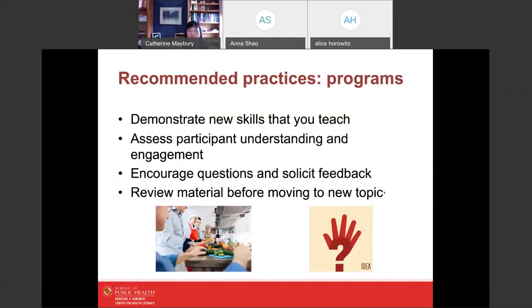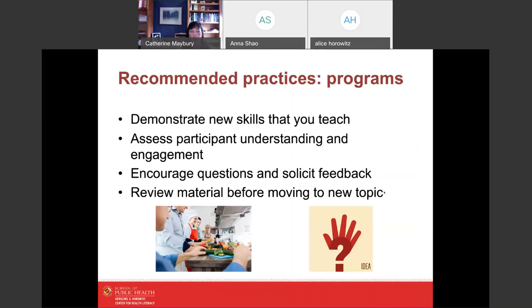So now I'd like to go over a few practices for delivering chronic disease programs. I'm sure that you're familiar with many of these, but we thought that we would just run through them from a communications perspective. So if you're teaching a new skill, it's really important that you demonstrate the skill. So it's good to explain the skill, demonstrate it, and then ask participants or listeners to then perform and demonstrate the skill for you. We also want to assess and confirm participant understanding and engagement throughout our session.